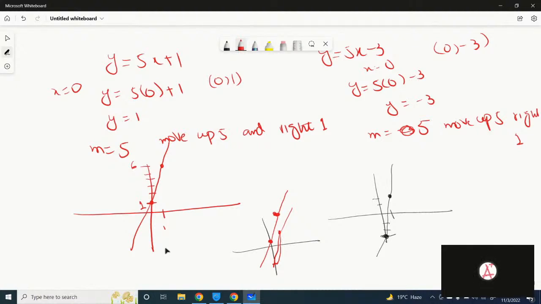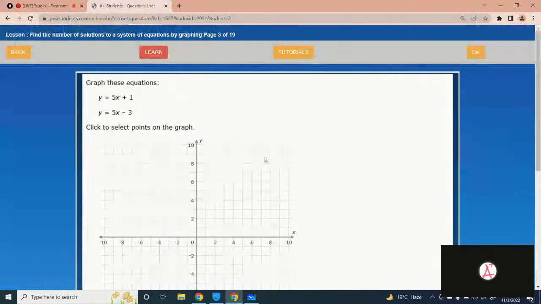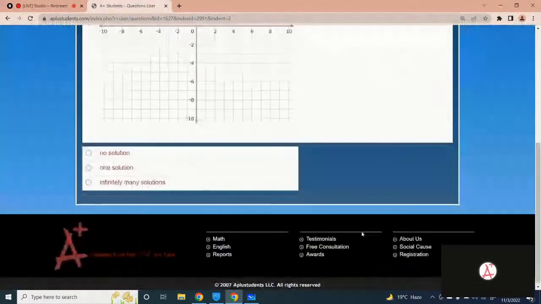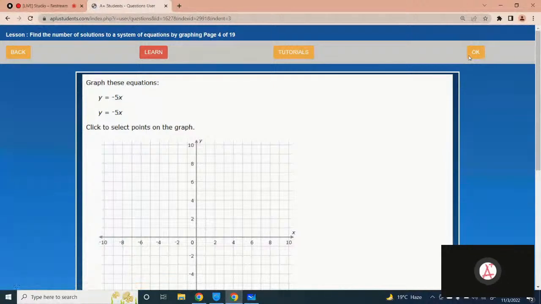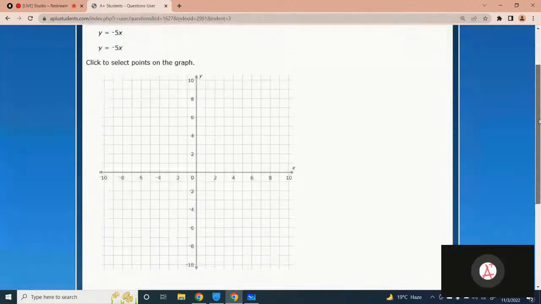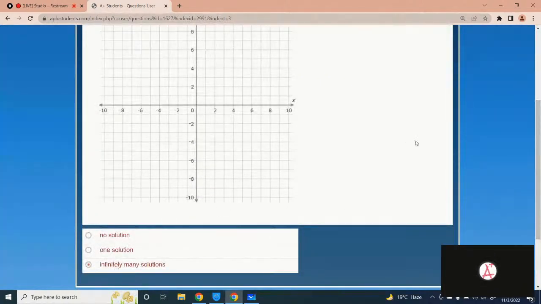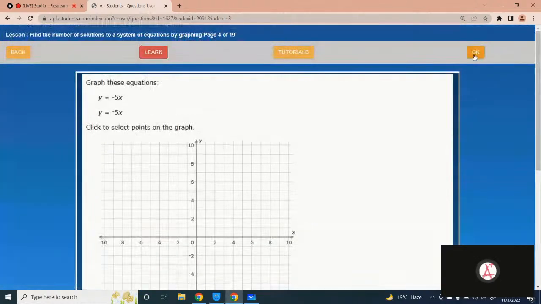Got it? Okay, the next question is y equals negative 5x and y equals negative 5x. So both the equations have the same slope. Got it? That means they have infinitely many solutions, and also the equations are exactly the same, so that means they have infinitely many solutions.